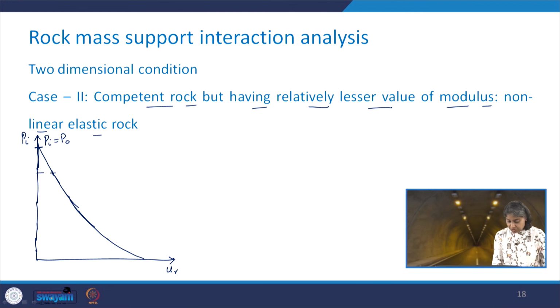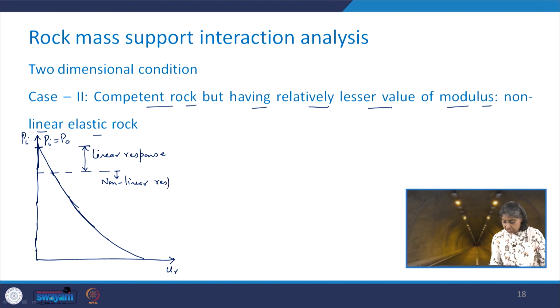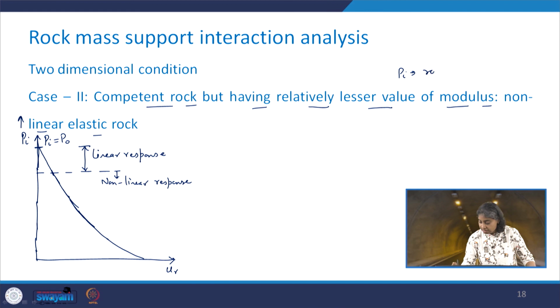So up to this point here, this is your linear response, and beyond this you have the non-linear response of the system. Of course, here you have Pi, which is, let me write it here, Pi is the radial support pressure.